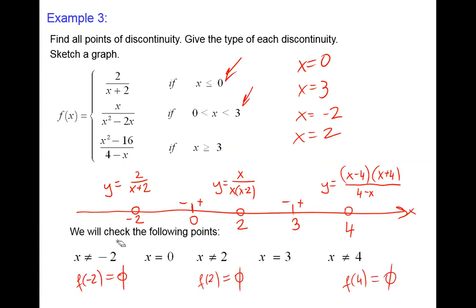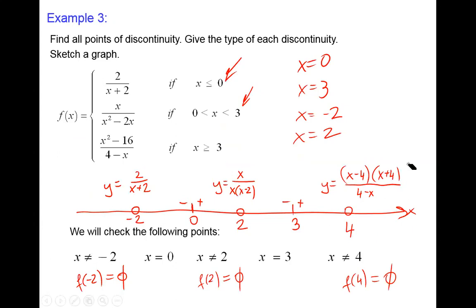Wherever we have points that are not in the domain, okay? 0 and 3 actually are in the domain, that means we will have the value, but we can see we have no value. The next step, even if we don't have the value, we still have to investigate the limits because we may have jump or removable discontinuity.